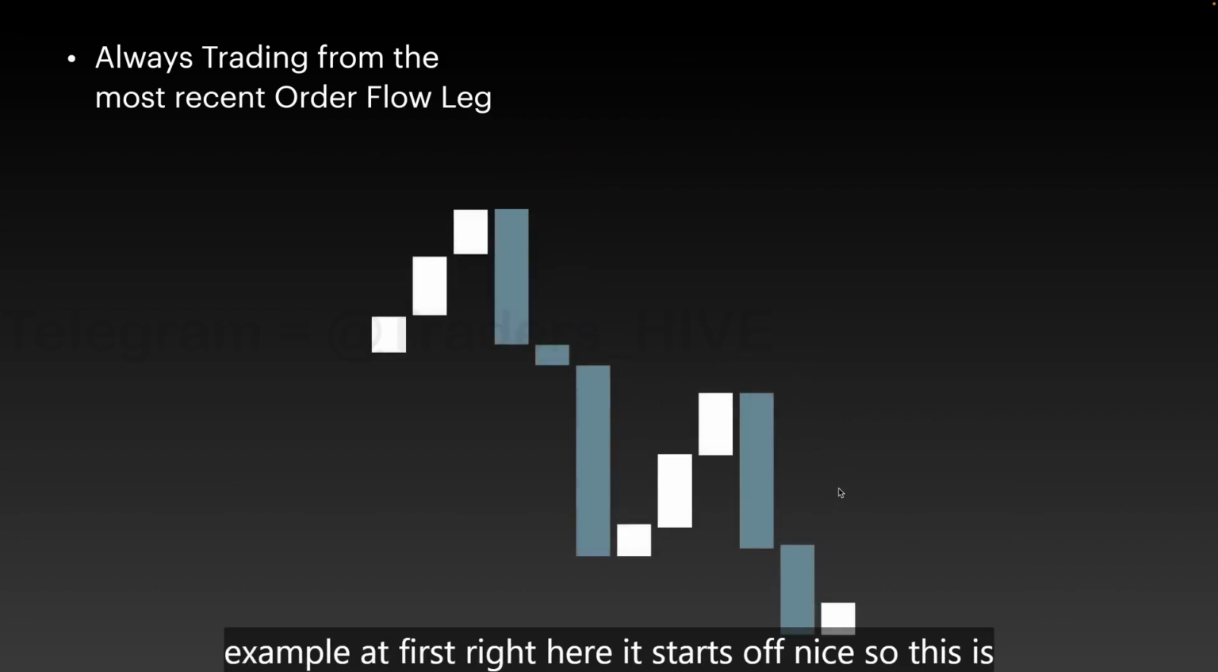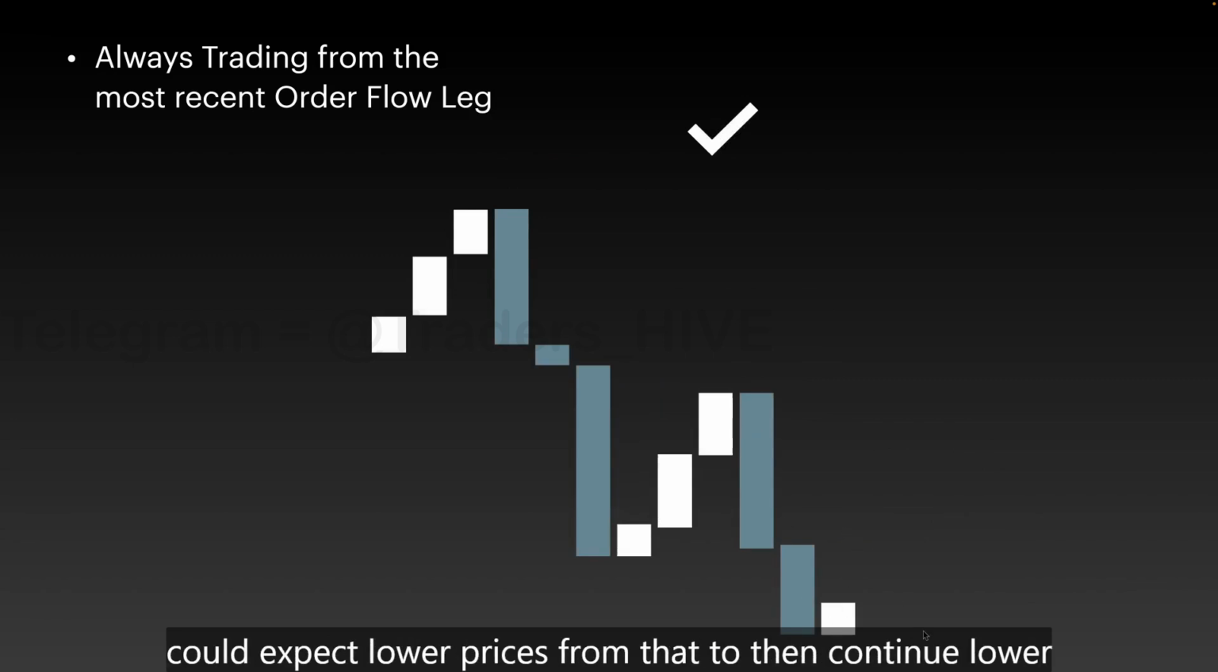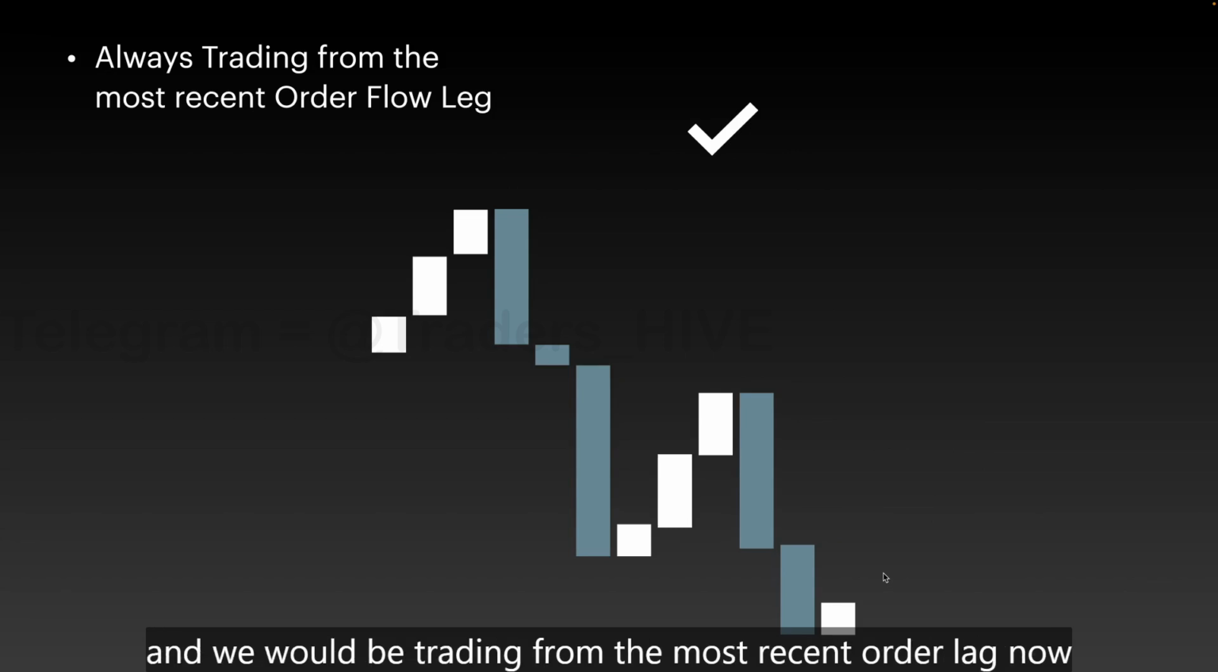At first right here, it starts off nice. So this is still good. We have the same example, that bearish order flow leg. We could expect lower prices from that to then continue lower, and we would be trading from the most recent order flow leg.